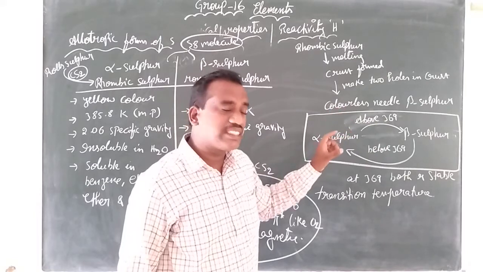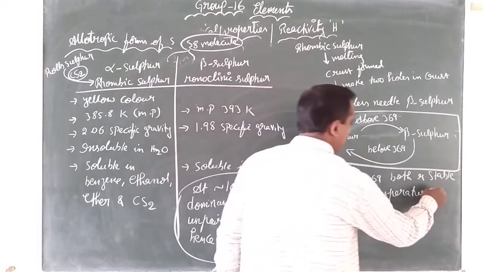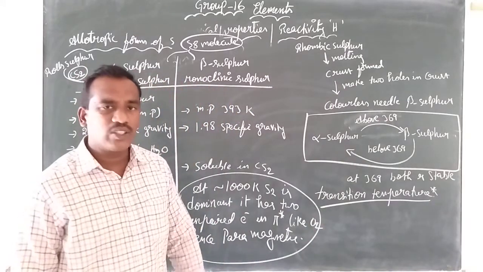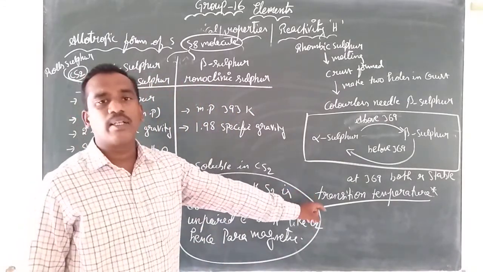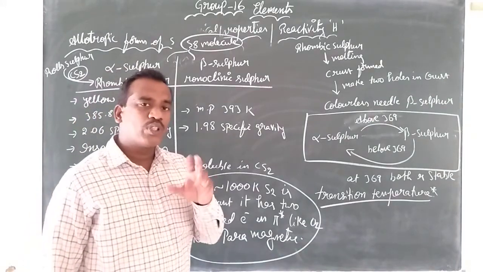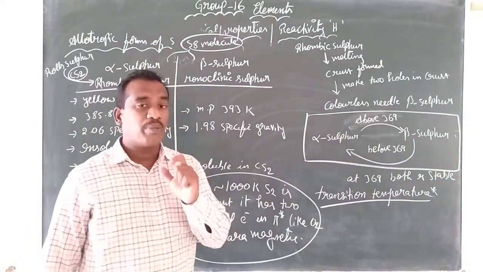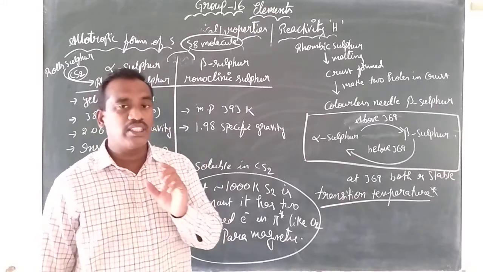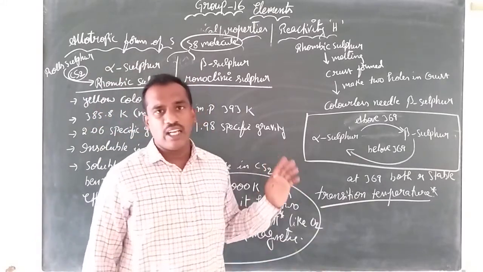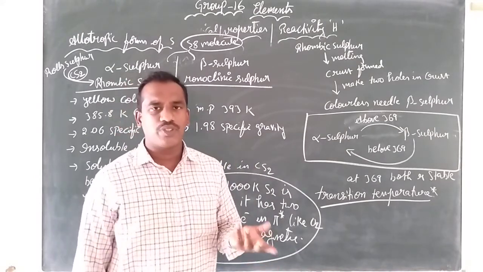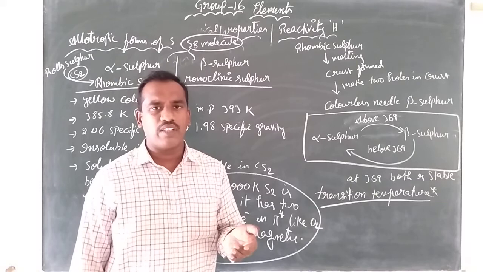But at 369 Kelvin, both will occur. It is called the transition temperature. Very important point: at what temperature will both forms of sulfur coexist? What is the temperature called? It is called the transition temperature. How much is the value? 369 Kelvin.